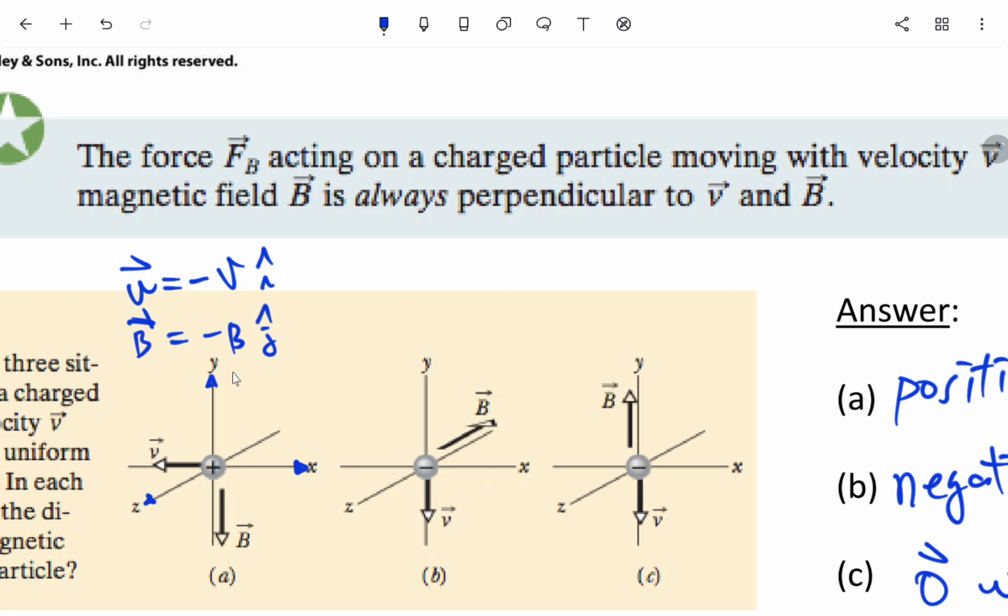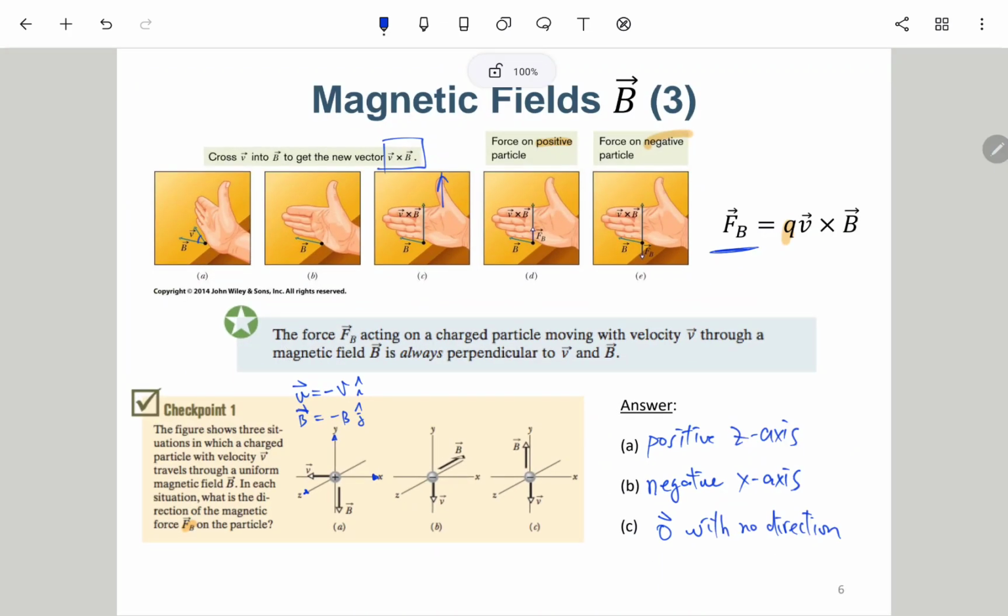Okay, so this one is the negative y-axis, negative j hat. For this one, F_B for A, F_B equals q times v cross B. So we put all the things here. q is positive, and then here we have negative v, i hat, cross with negative B j hat, something like this.